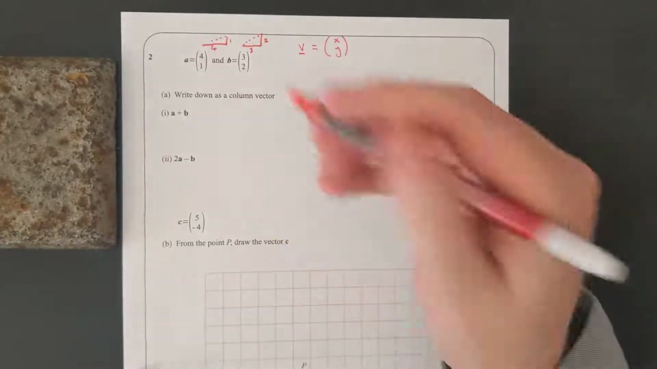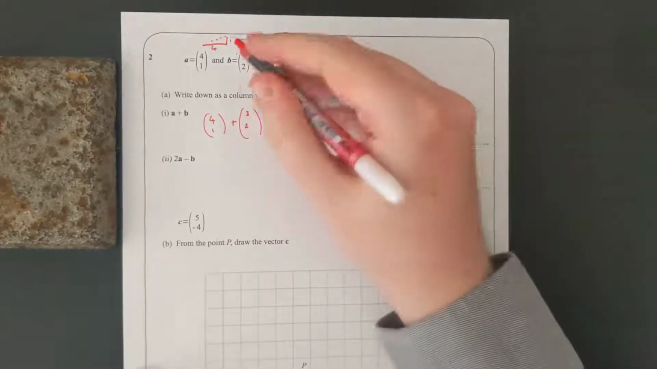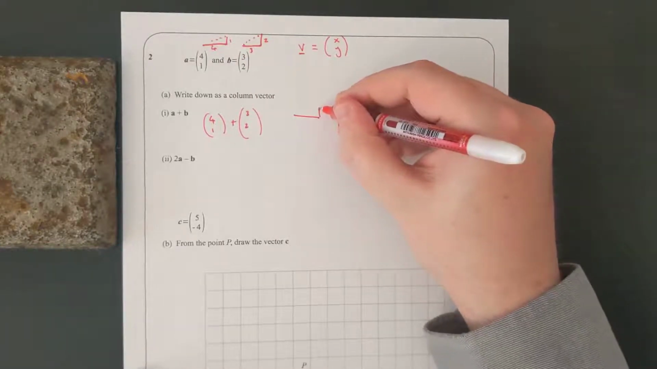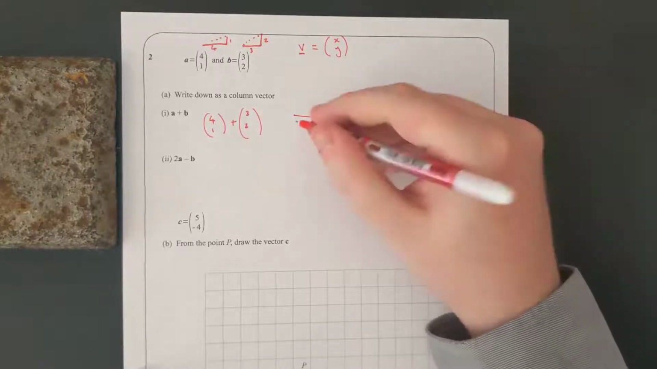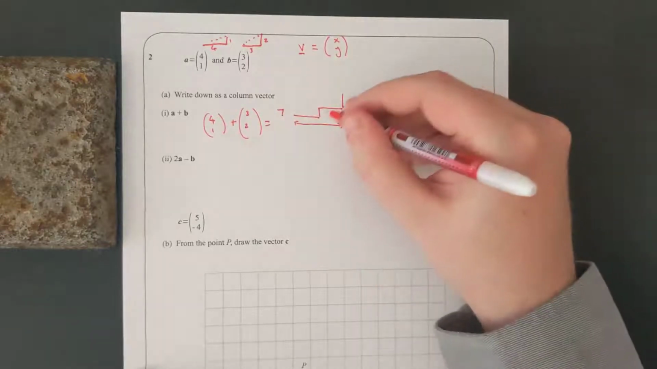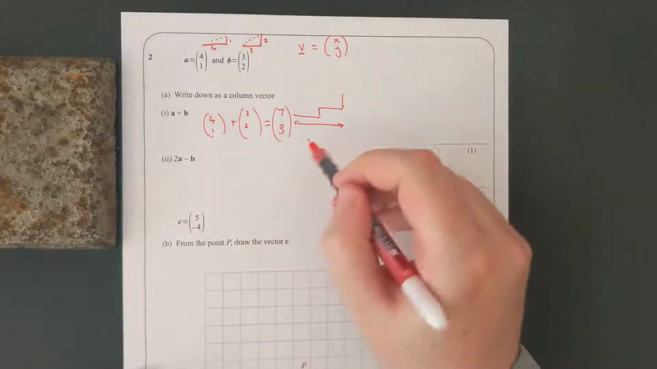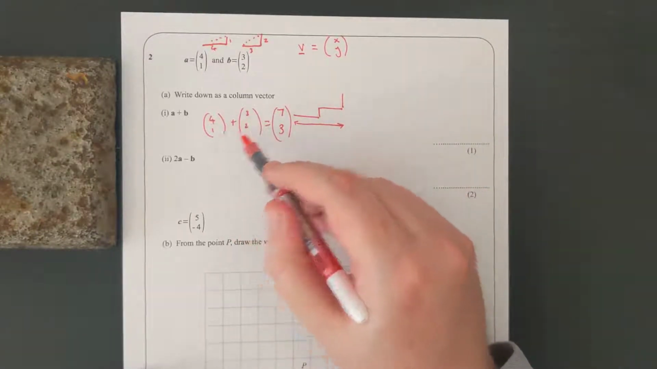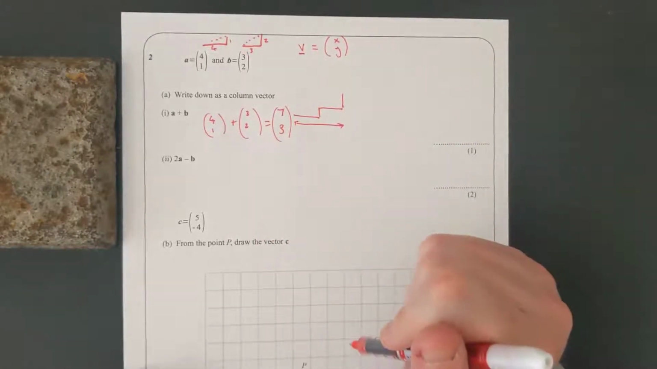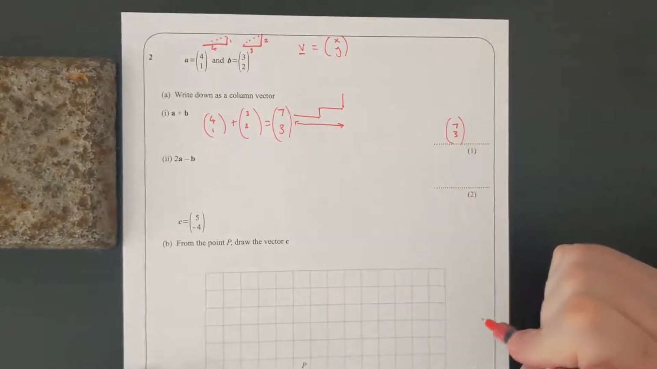Write down as a column vector A plus B. So that's (4, 1) plus (3, 2). Now if we were adding those two vectors together, that's basically go along 4, up 1, along 3, up 2. Or in total, we're going along 4 plus 3, 7, and we're going up 1 plus 2, 3. And you'll notice that we didn't need to draw that out. We're just adding the x components and adding the y components together, because vectors describe movements in a certain direction. So I have (7, 3) as my column vector.